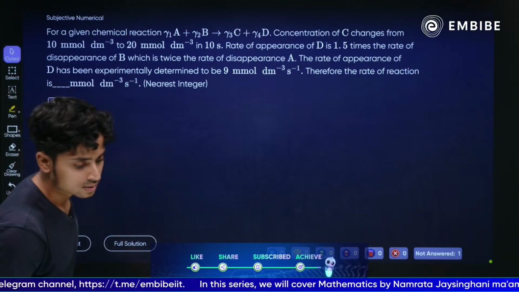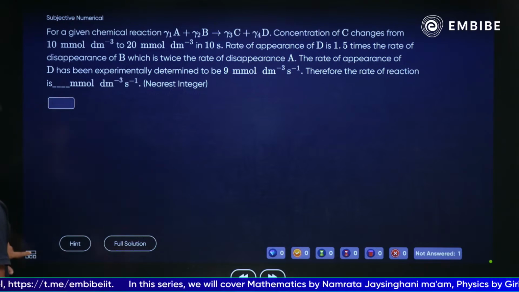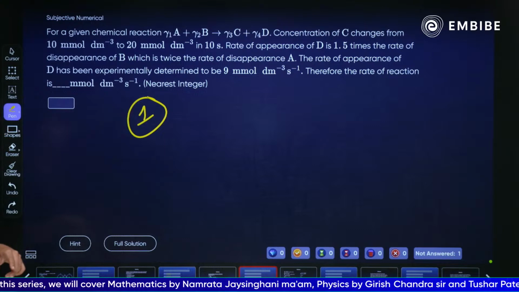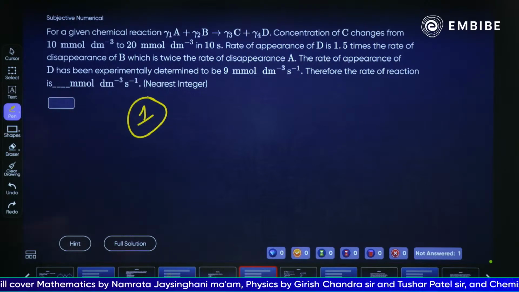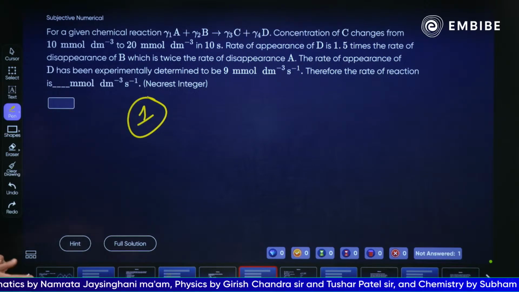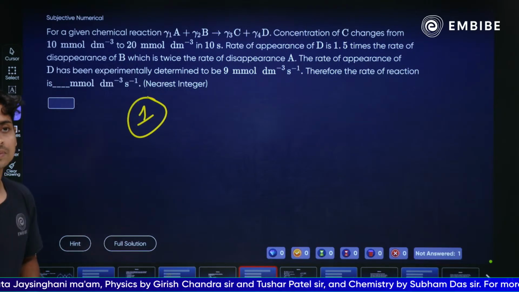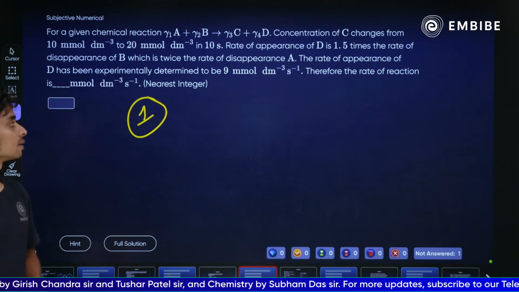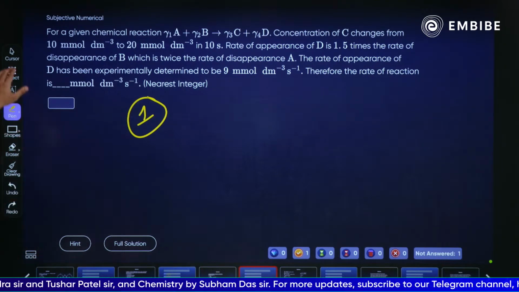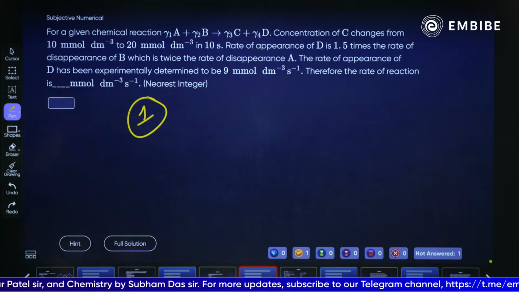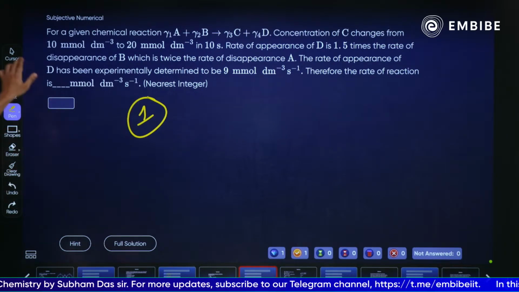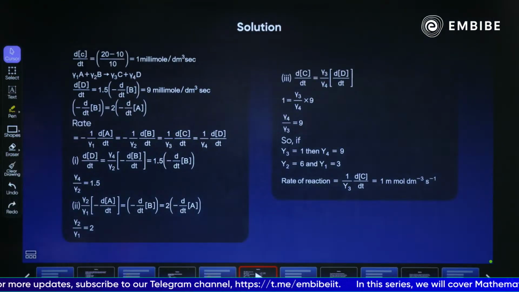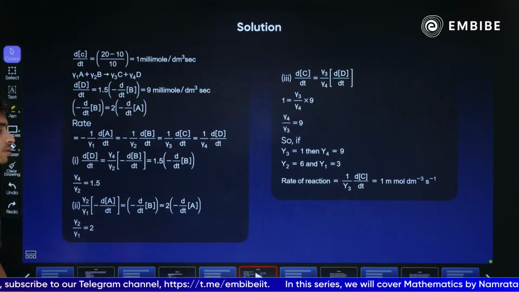Okay, so next slide we'll go. So this one answer is 1. Correct answer is number 1. Sorry guys, I could not finish in the given time. Last paper I had discussed in the same time. So next paper I'll speed it up. Answer is 1. You can take a screenshot. Next slide. You can take a screenshot for the solution.